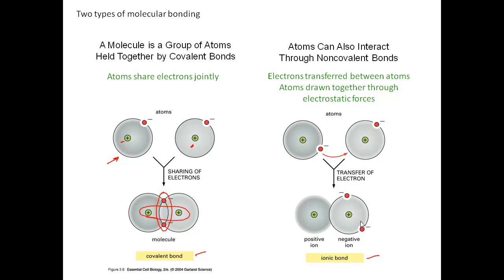In the other case, you have a transfer of an electron from one atom to another. Now you have a positively charged atom interacting with a negatively charged atom. And again, this is an ionic bond. There is an attraction between the two, and they will be in close proximity.